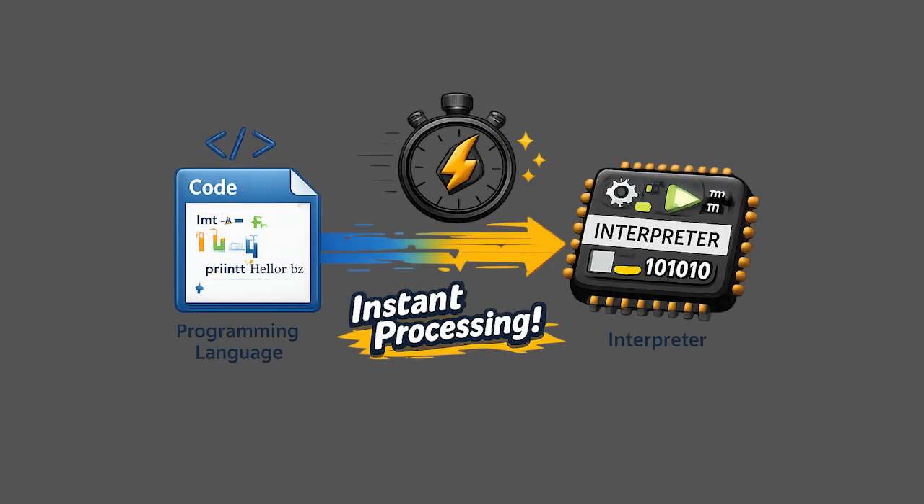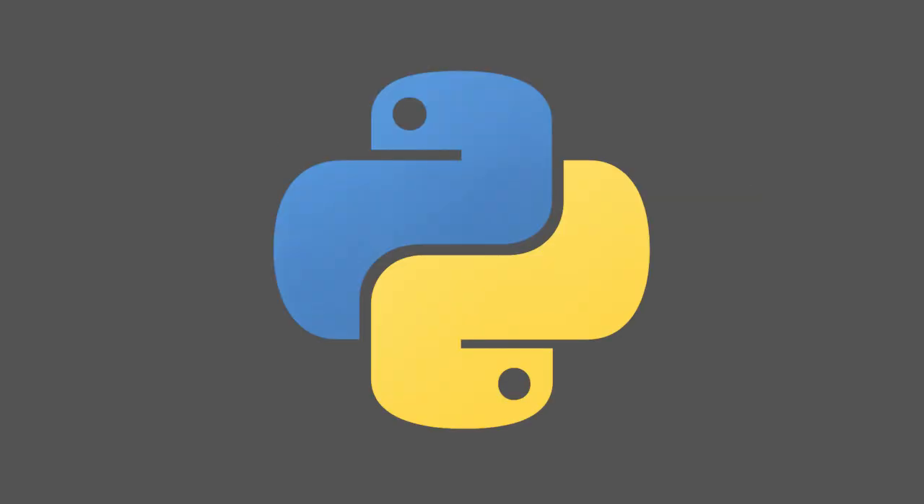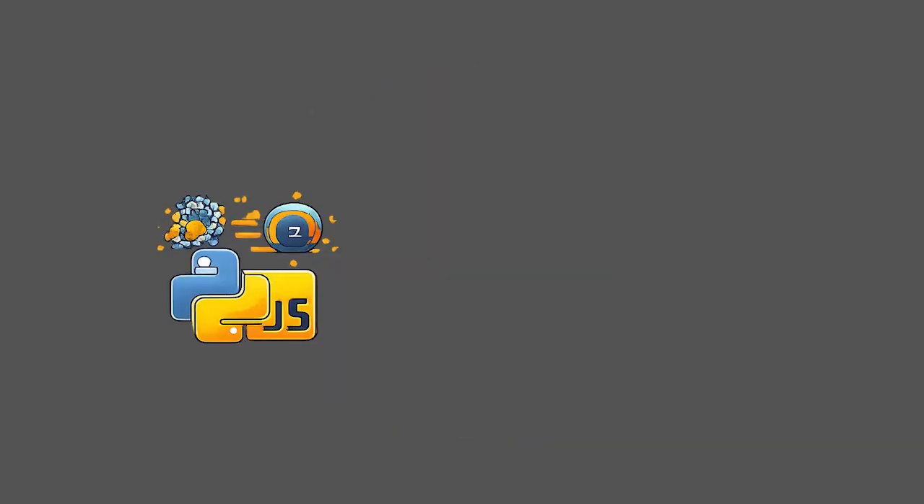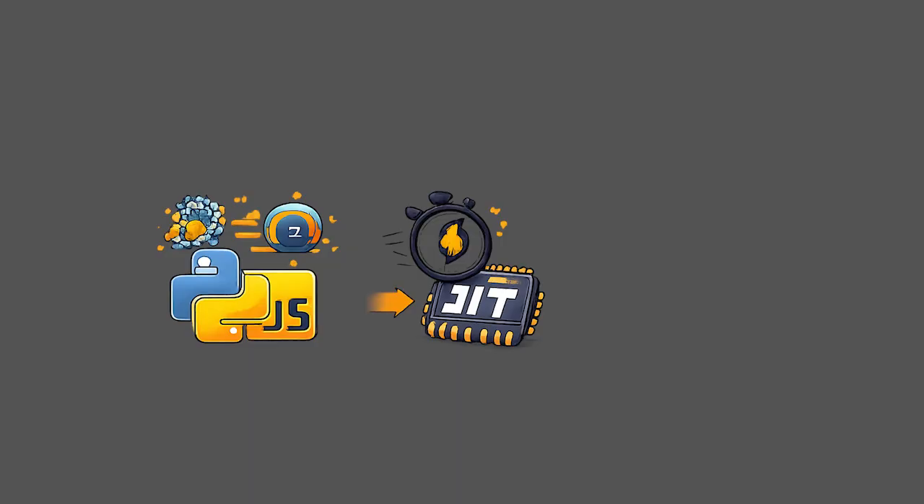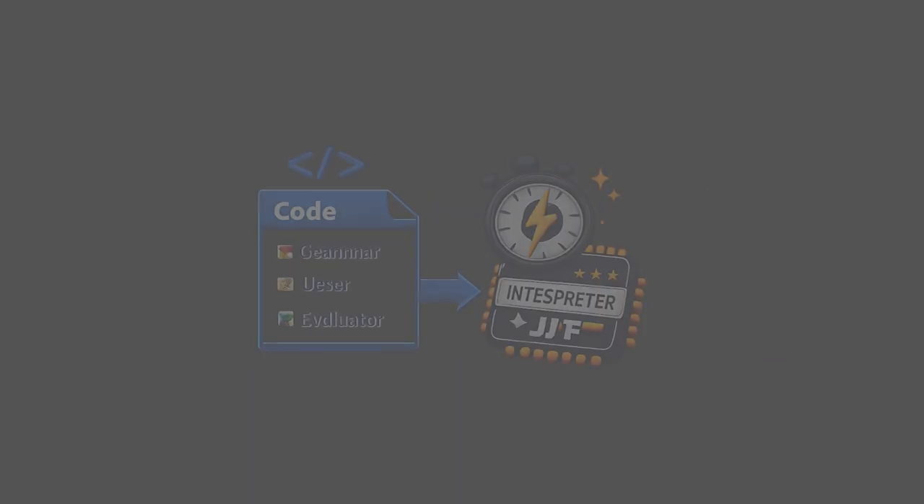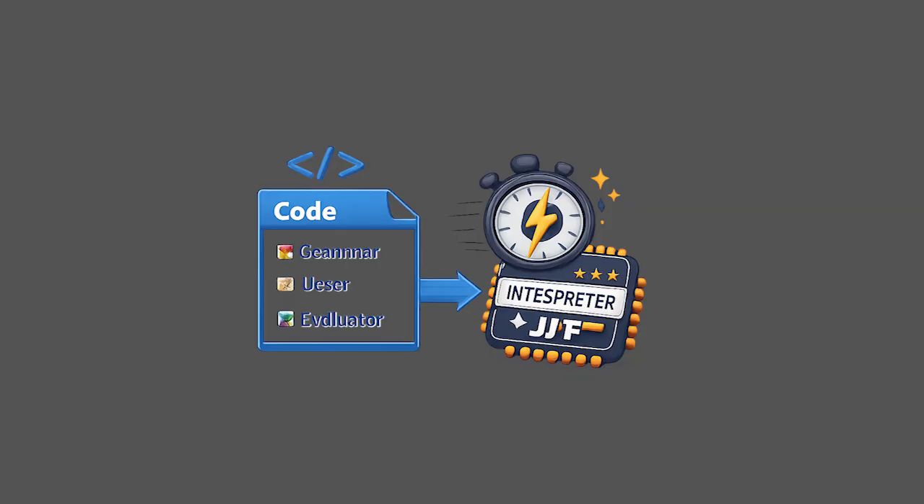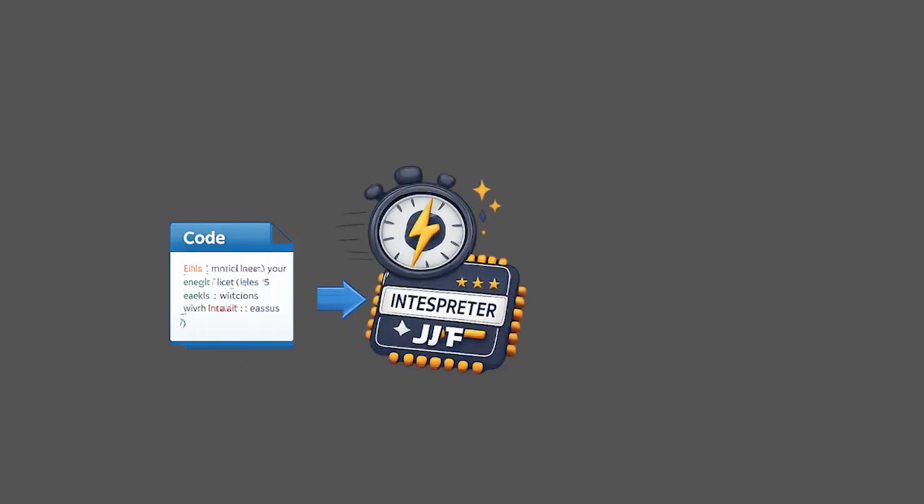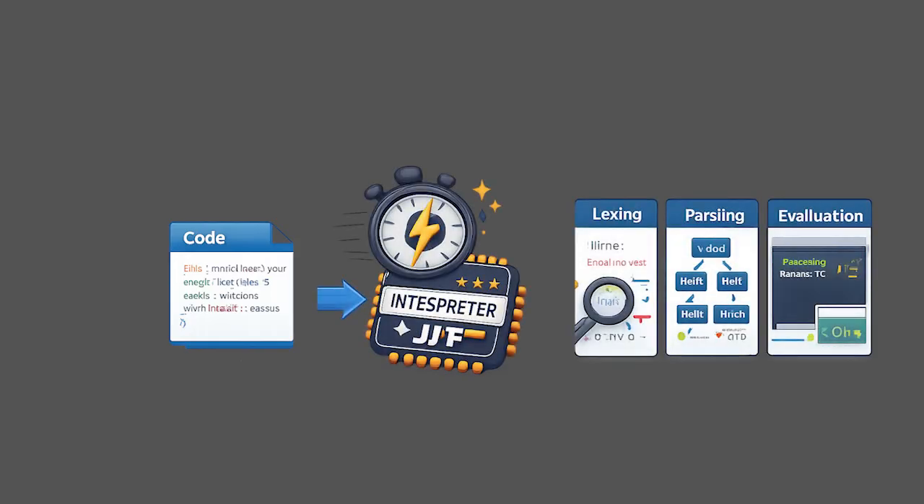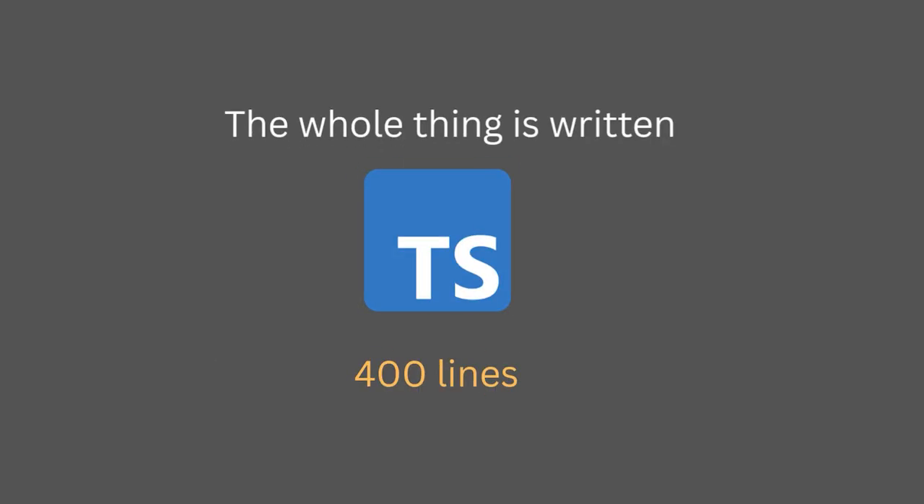The beauty is that this whole process happens instantly. Real languages like Python or JavaScript use a much more complex version of this, with optimizations, just-in-time compilation, and huge standard libraries. But the core idea is exactly the same as what I built in just a few hundred lines. Pretty cool, right? Now that you understand how interpreters work, let's jump into the actual code and see how I implement each stage. The whole thing is written in TypeScript and it's only about 400 lines.